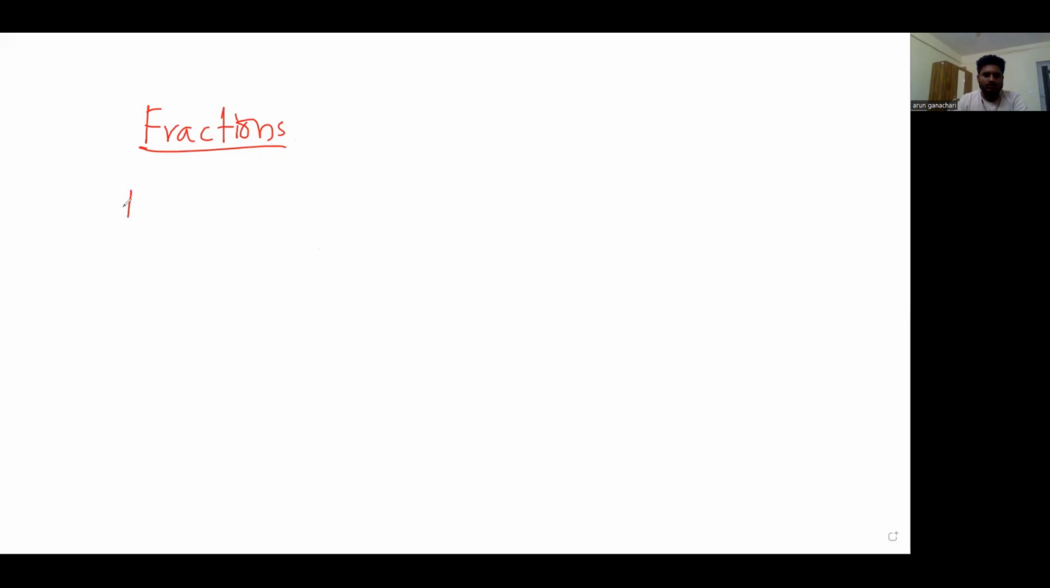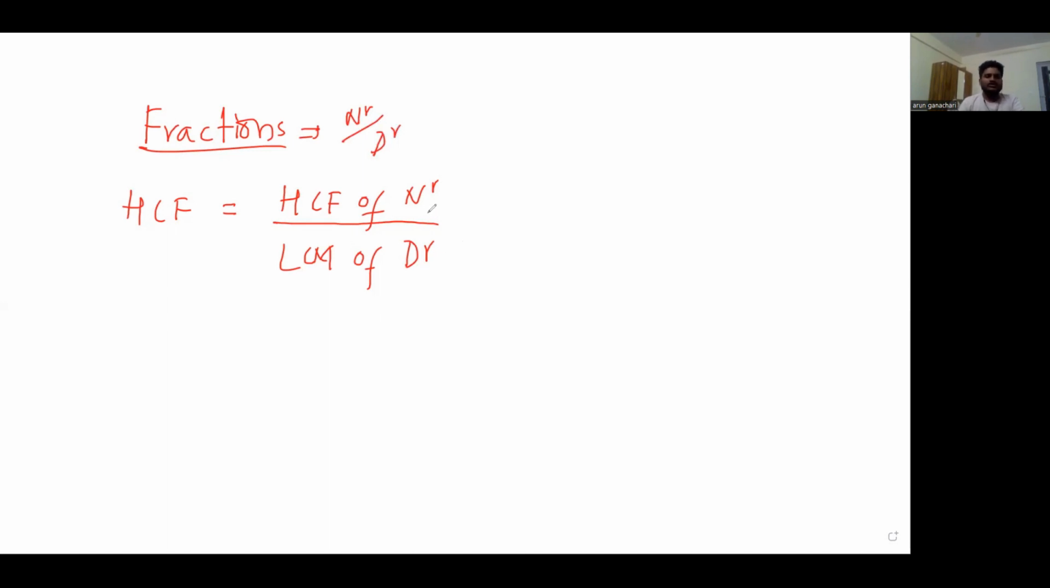There is a very simple rule. HCF of a fraction is nothing but we'll find the HCF of the numerator and we'll find the LCM of the denominator. When we have fractions, they have a numerator and a denominator. So we'll find the HCF of the numerators and the LCM of the denominators. And for LCM, it is vice versa: we'll find the LCM of the numerators and the HCF of the denominators.